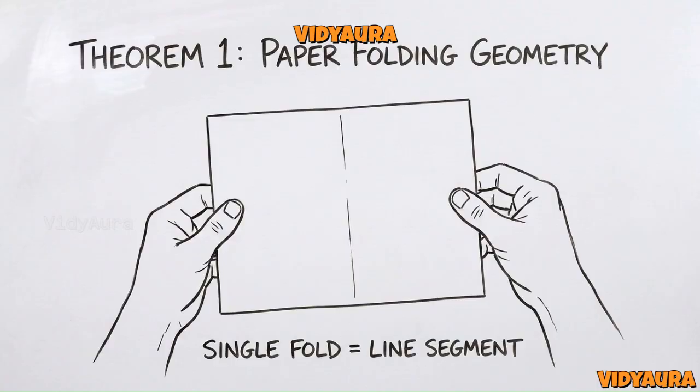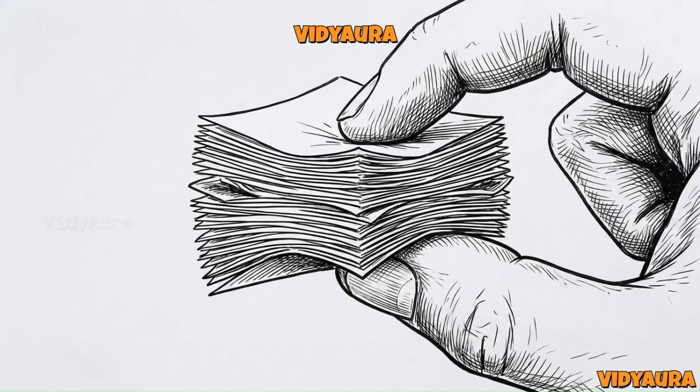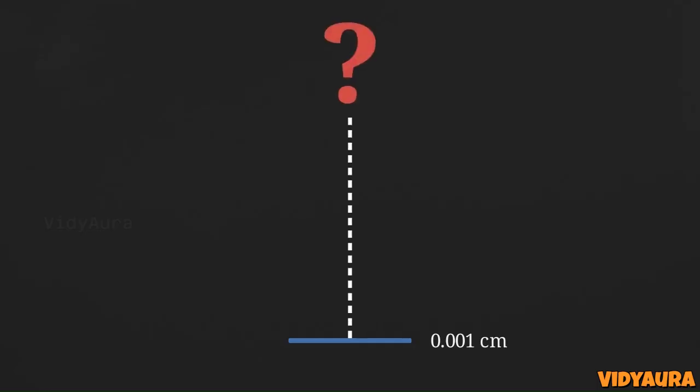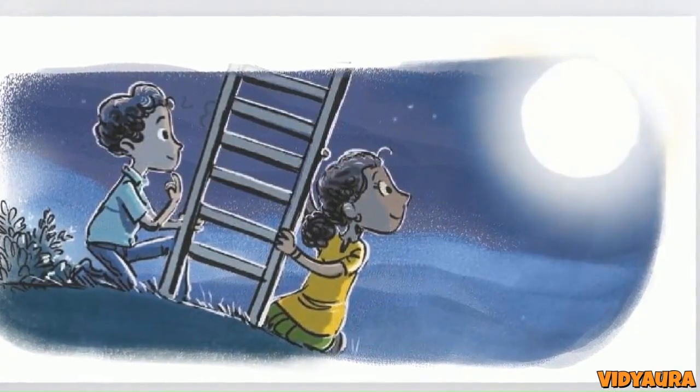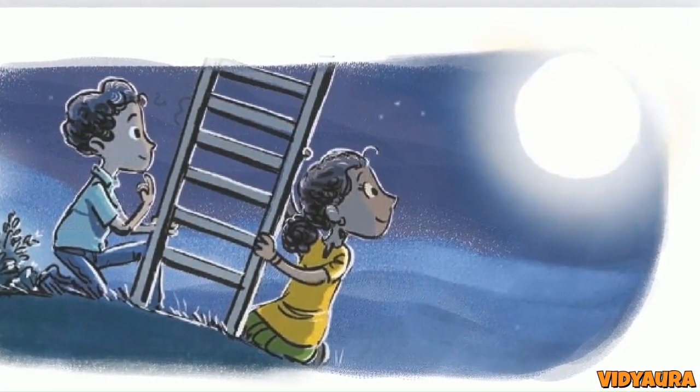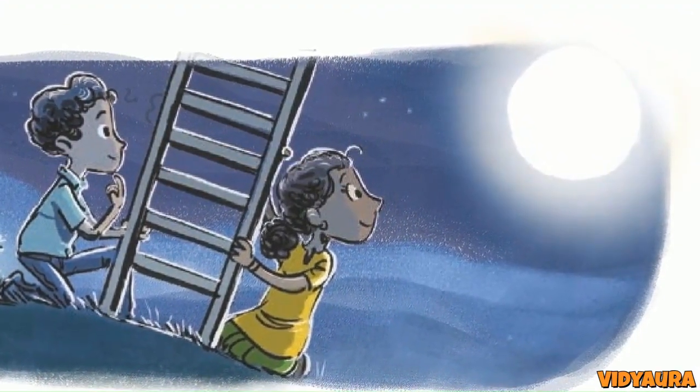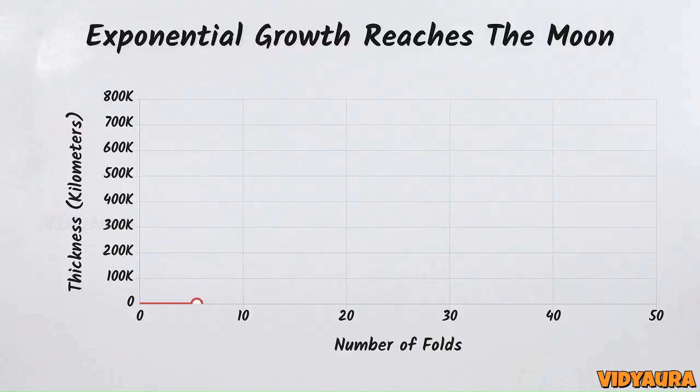Imagine taking a standard sheet of paper and folding it in half, then folding it in half again, and again. How thick do you think it gets if you keep going? If you could fold that single sheet just 46 times, the stack would be so thick it would reach all the way to the moon. That jump from a fraction of a millimeter to 300,000 kilometers is exponential growth.